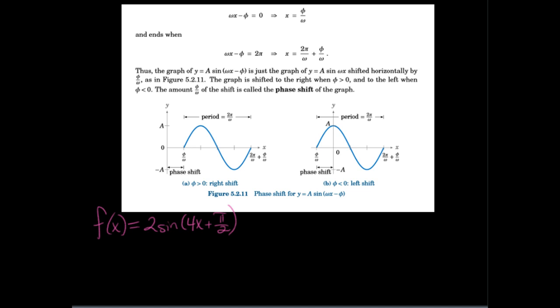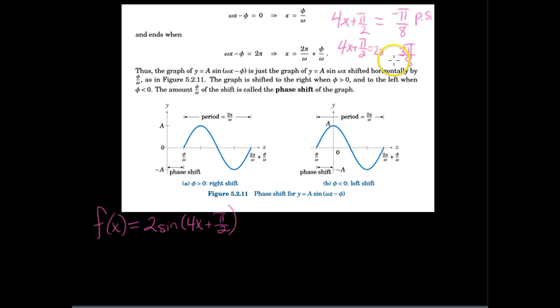So this is from the book, and it basically is what we did in this example. We had the 4x plus pi over 2, and we found that it was negative pi over 8. This is actually the phase shift. I'm going to do PS for phase shift. And then when we solved this one, 4x plus pi over 2, and set it equal to 2 pi, we solved and found that it was 3 pi over 8. 3 pi over 8 is basically pi over 8 plus the period.